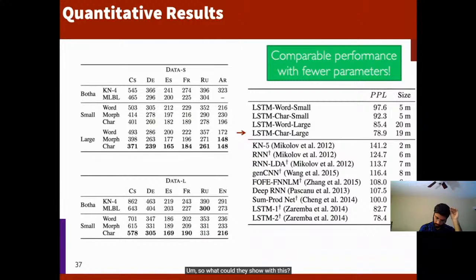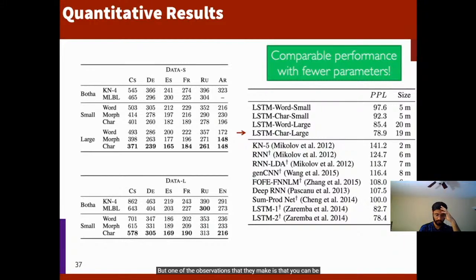So what could they show with this? Well, the first thing they could show with it is that it actually just works well as a language model, despite that skepticism that I hadn't told you about. The fact of the matter is you can build these kind of character level models and train them, and they work to a first approximation as well as word level language models.